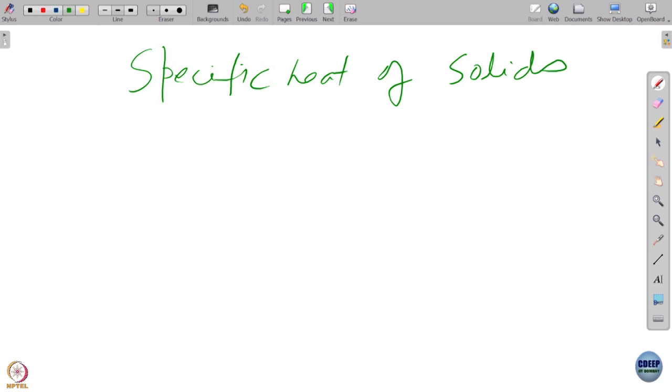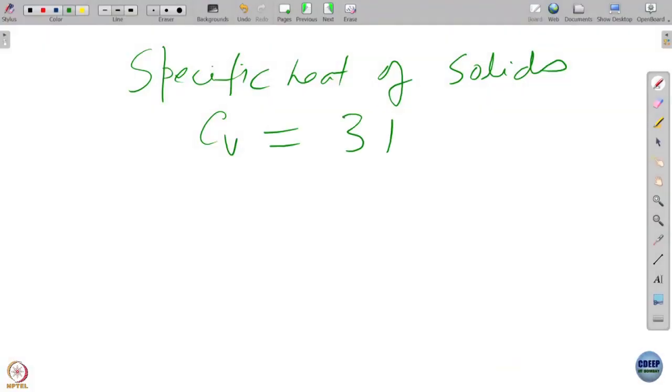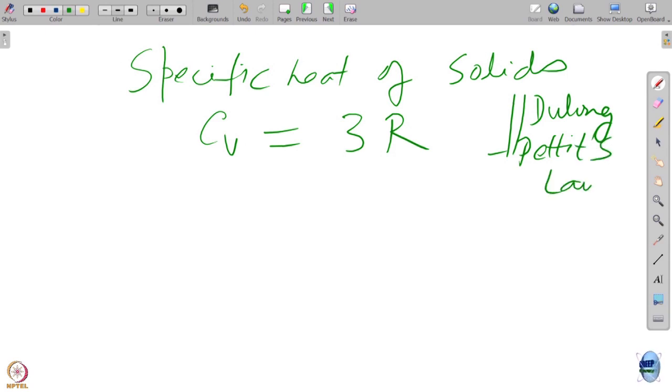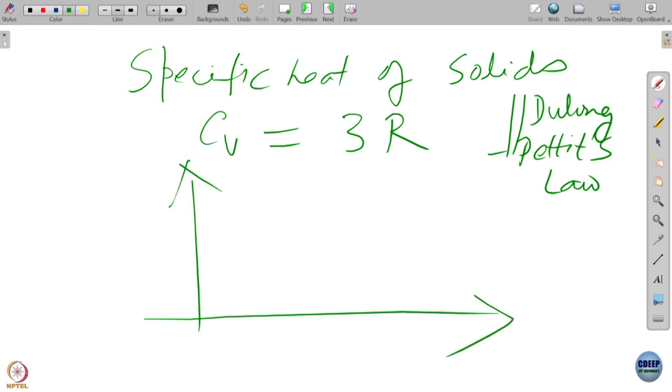High temperature solids you have done in your high school, and you know that specific heat Cv goes as 3R. This is from classical vibrations, that was done before quantum mechanics, and this is called Dulong-Petit's law. However, when one measures its specific heat against temperature, sure enough it is the Dulong-Petit law, 3R.